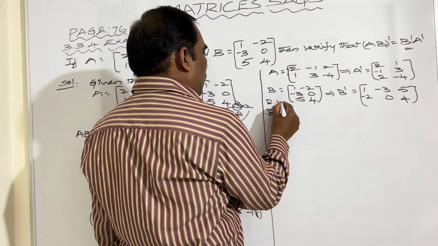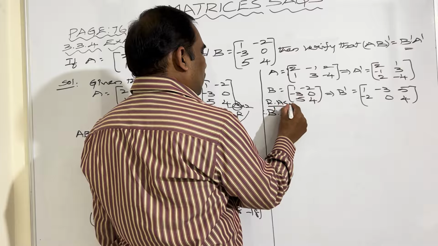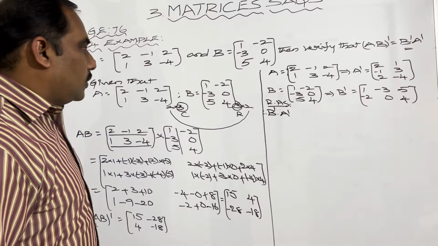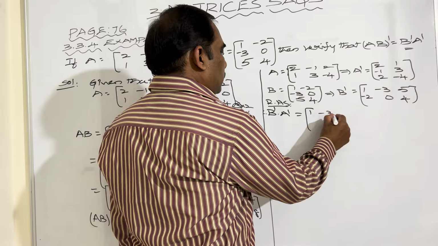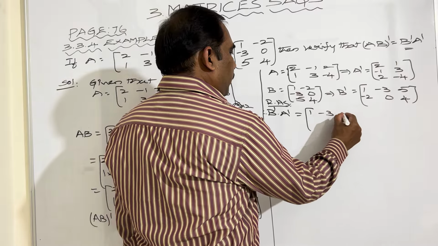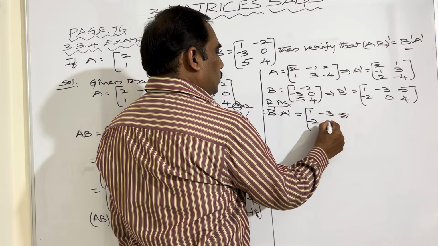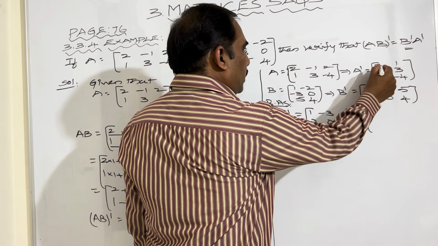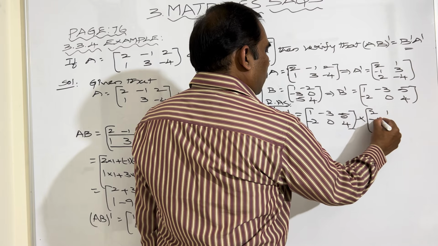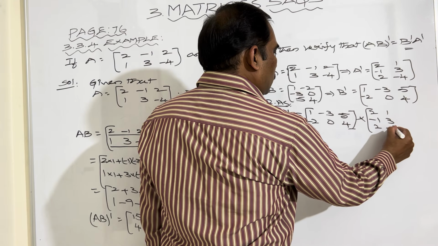This is actually the RHS. So B transpose into A transpose is equal to: B transpose is 1, minus 3, 5, and minus 2, 0, 4, into the transpose of A, that is 2, 1, minus 1, 3, 2, minus 4.